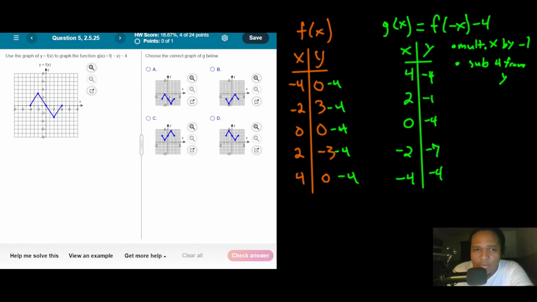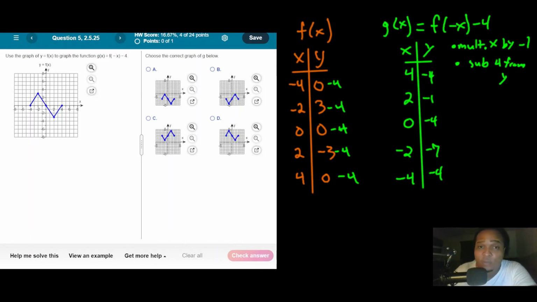We have 4 comma negative 4, so 4 comma, that could be it down there for A. Mind you, we have a reflection going on, and we have a negative across our x. That means we're gonna flip across the y-axis. You see how weird that is? Last time we had a negative outside for our y's, and we flip across the x. But now we have a negative across the x, we're gonna flip across the y-axis. So when you have a negative in front of your y, you flip across the x-axis. When you have a negative in front of your x, you flip across the y-axis.